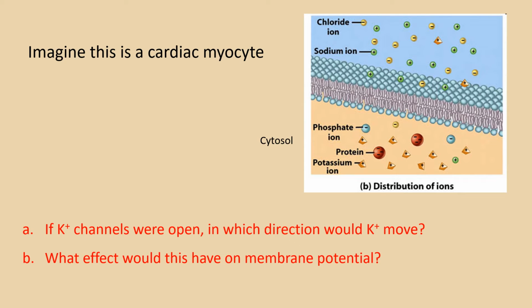So now we have an open potassium channel in that membrane. In which direction is potassium going to move by diffusion? Is more potassium going to leave the cell or enter the cell? More potassium will leave the cell. If more potassium leaves the cell, how does that affect membrane potential? Does the membrane potential become more negative on the inside or less negative on the inside? Potassium leaves the cell. Is the inside more negative or less negative? The inside of the cell becomes more negative.